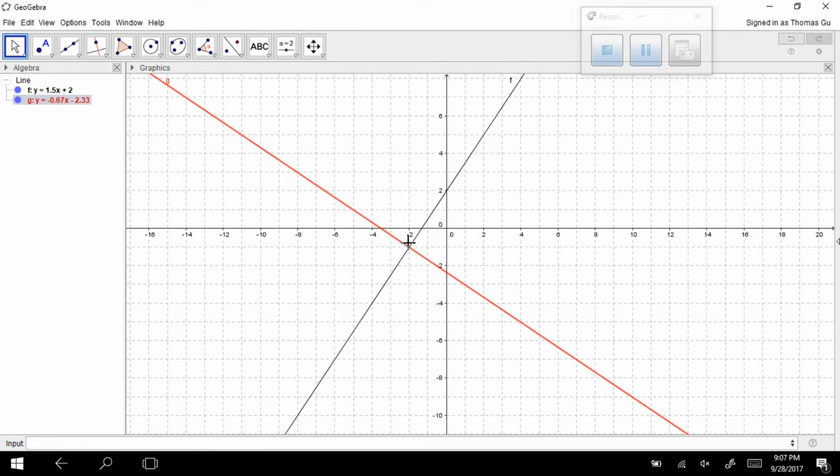Okay, so that is all we are doing for this weekend, learning how to write the equations of parallel and perpendicular lines.